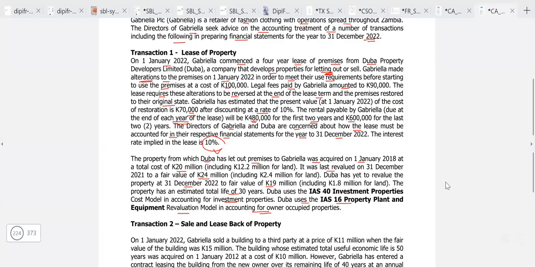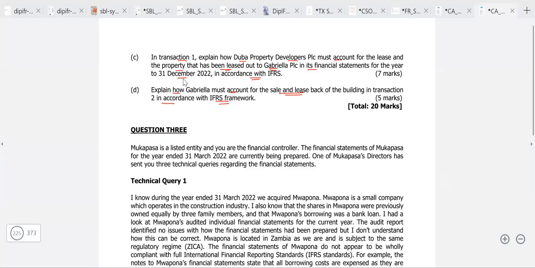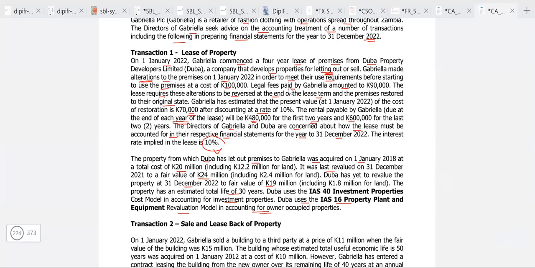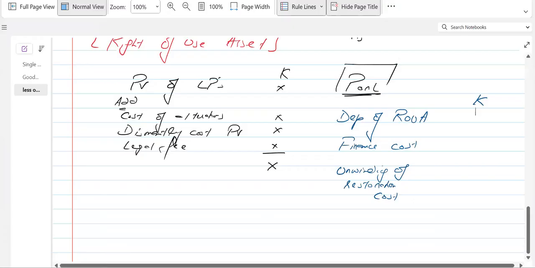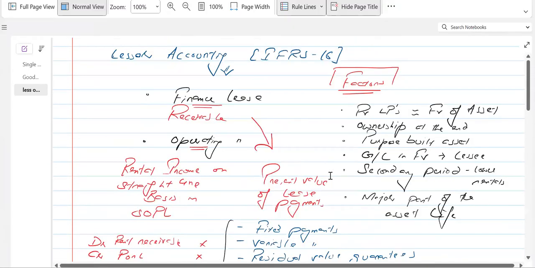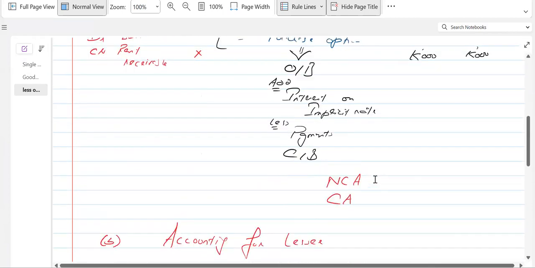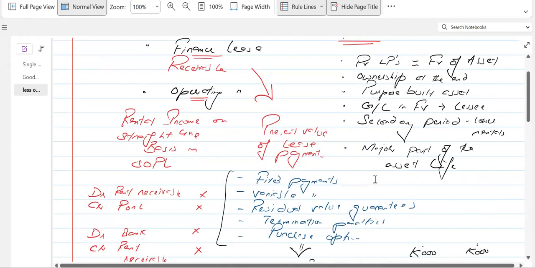Okay, now part C is, in transaction number 1, explain how Duba Property Developers must account for the lease and the property that has been leased out in its financial statements. Obviously, we need to decide whether it is a finance lease for Duba or an operating lease. So let's see, are there any factors which we discussed over here? Again, the present value of the lease payment is approximately equal to the fair value of the asset. How much is the present value?